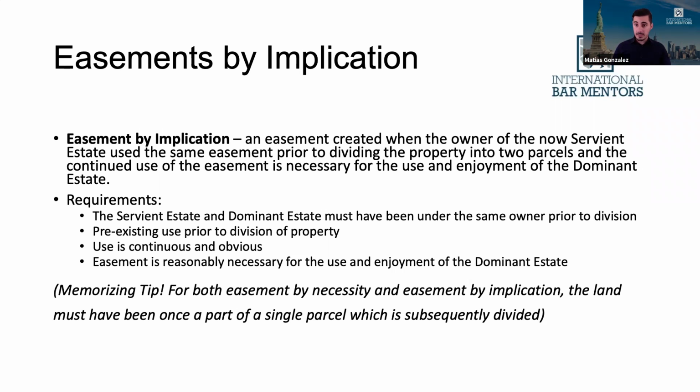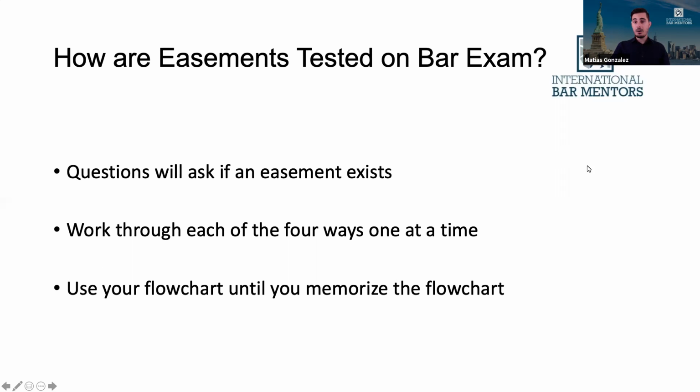And another quick memorizing tip, easement by implication and easement by necessity, they both have the same threshold requirement, which is the servient estate and dominant estate have to have been under the same ownership prior to division. So keep that in mind. Anytime that you can group rules to memorize them, it's always a good thing because there's plenty to memorize on the bar exam. So how are easements tested on the bar exam?